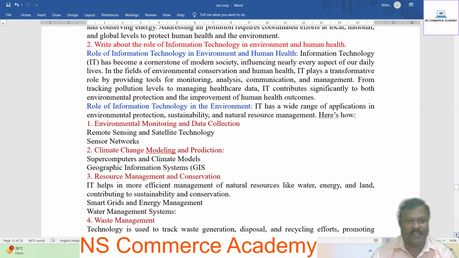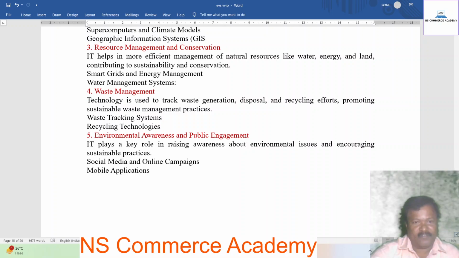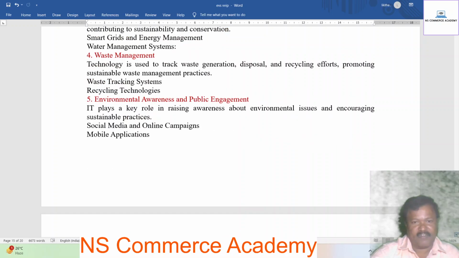IT helps in more efficient management of natural resources like water, energy, and land, contributing to sustainability and conservation. Smart grid and energy management, water management systems, and waste management systems. Technology is used to track waste generation, disposal, and recycling efforts, promoting sustainable waste management practices: waste tracking systems, recycling technologies, environmental awareness, and public engagement.